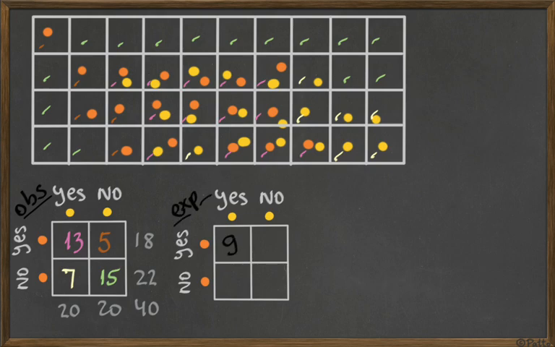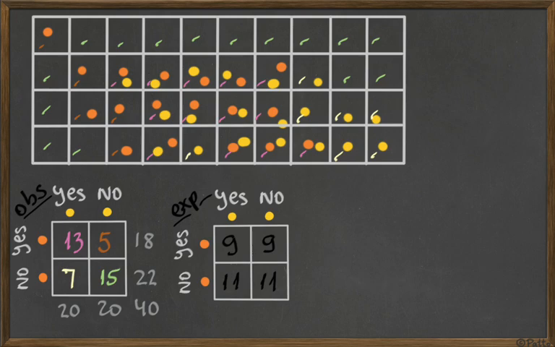So my table for expected is going to be 18 times 20 divided by 40, which equals 9. And 18 times 20 divided by 40, which equals 9. And 22 times 20 divided by 40, which equals 11. And 22 times 20 divided by 40, which equals 11. These are my expected ratios.